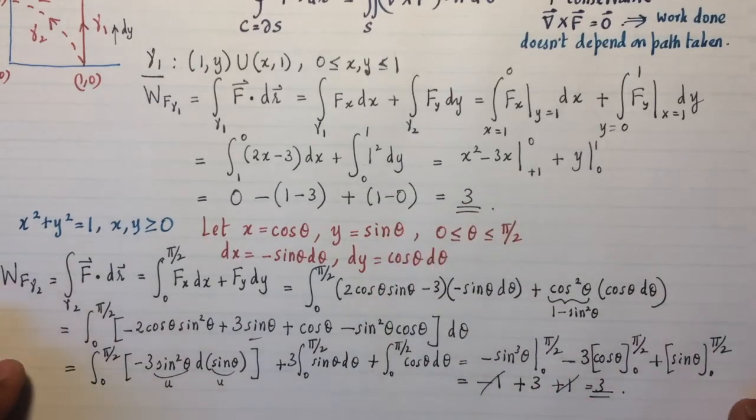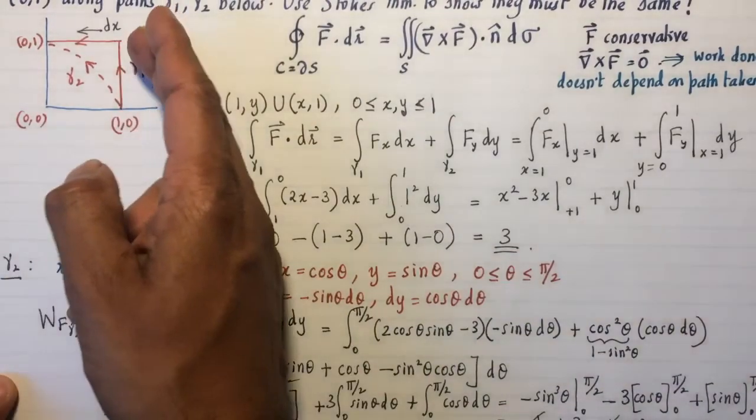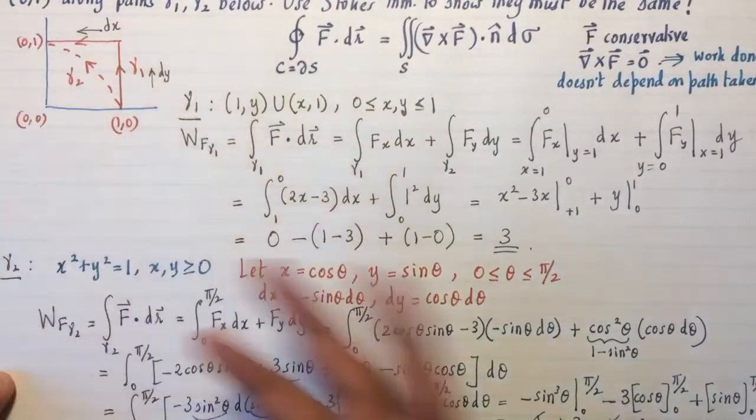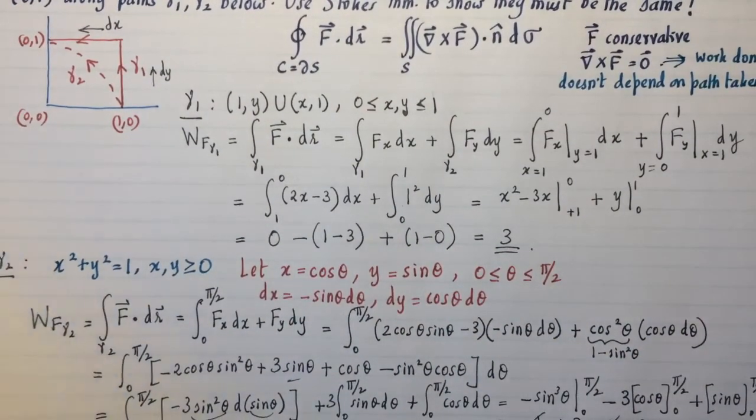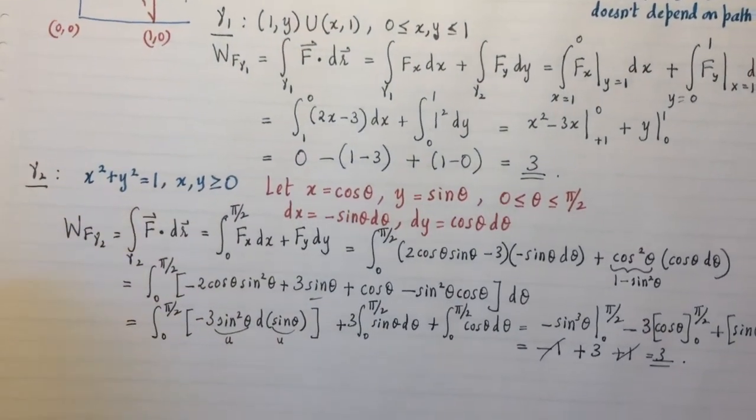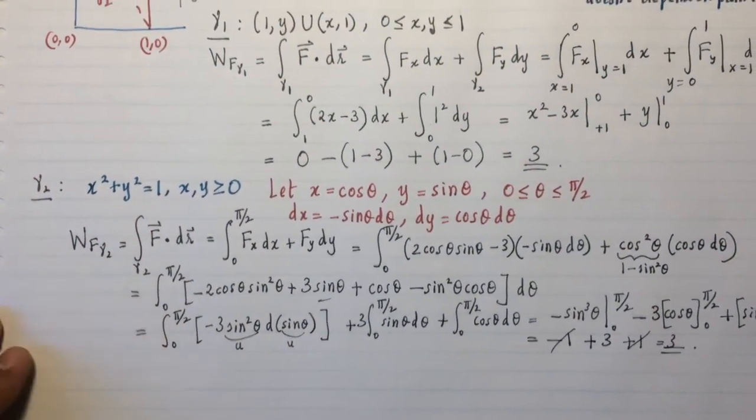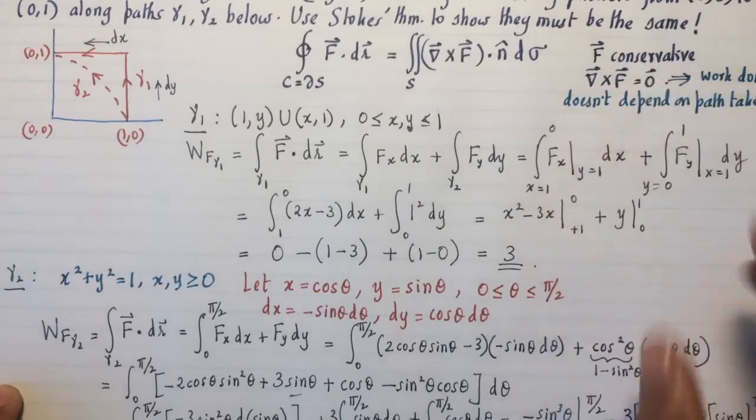You have a completely different path, which is a straight line here and a curved path here, and the work is coming out to be the same. There must be some magic going on. And the magic indeed is there. We have to show now that curl of f is 0.